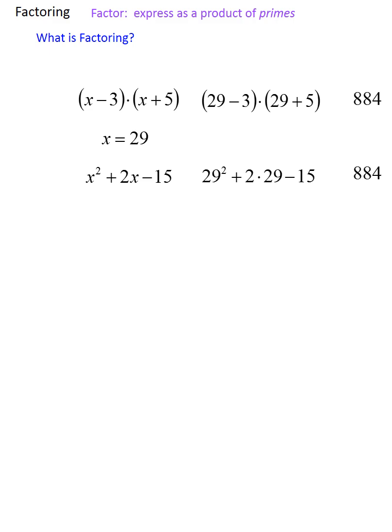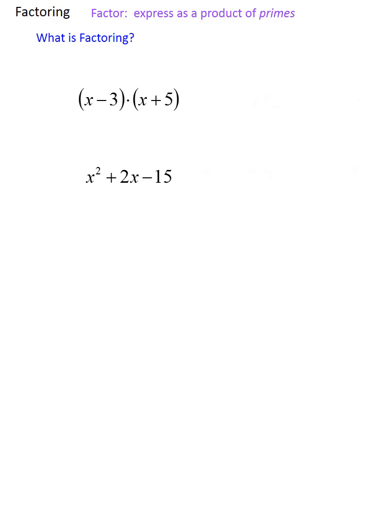Now the number itself is not relevant here, nor is the number 29. But what is relevant is the idea that these two polynomials, the x minus 3 times x plus 5 on top, and the x squared plus 2x minus 15 on the bottom, have the same value no matter what x is. Now when we're factoring, we don't have any particular values of x in mind. But it's worth noting that if you were to pick a random number for x and plug it into your factored polynomials, you'd get the same answer as in the standard form polynomial.